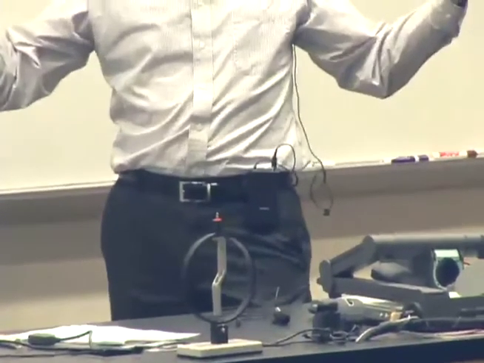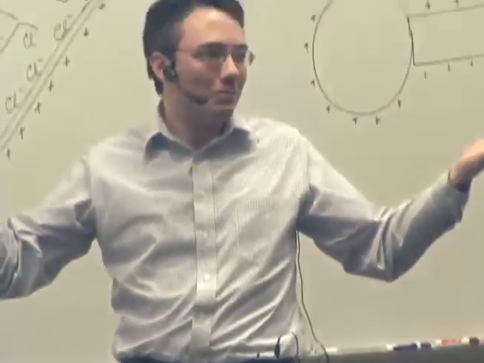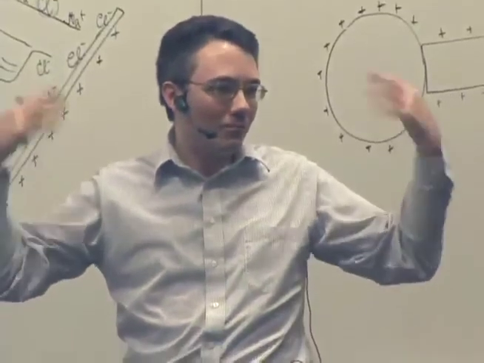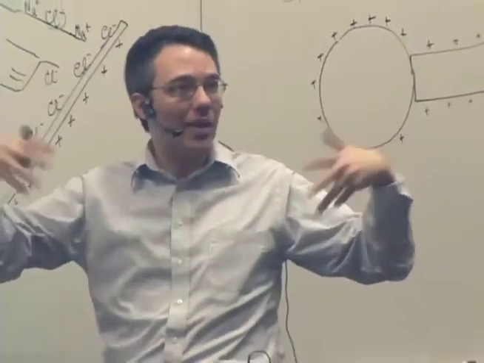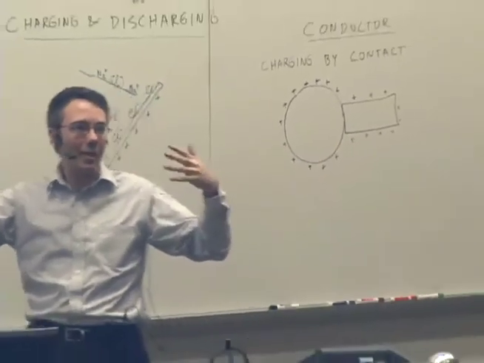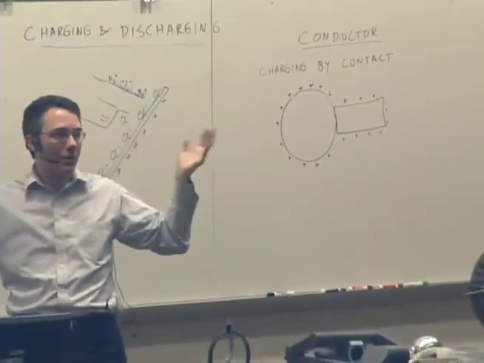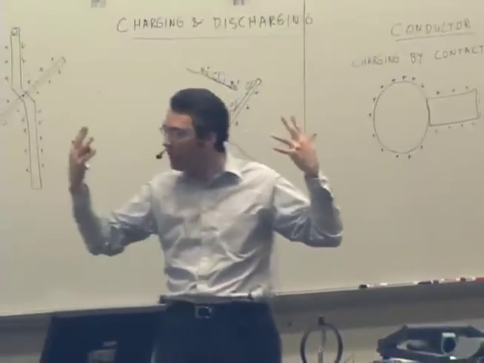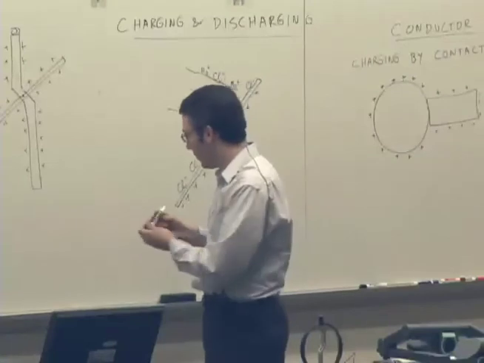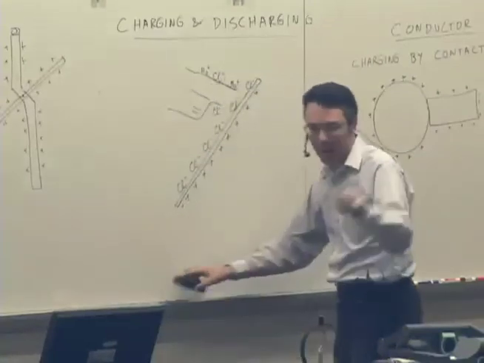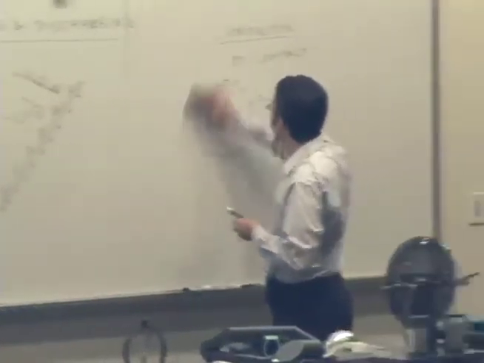So I'm a conductor, right? Where did the charge go? Not inside me, because I'm a conductor. It would have to be spread over the surface of my body, right? So what did I just do? What I did was discharge it by contact.